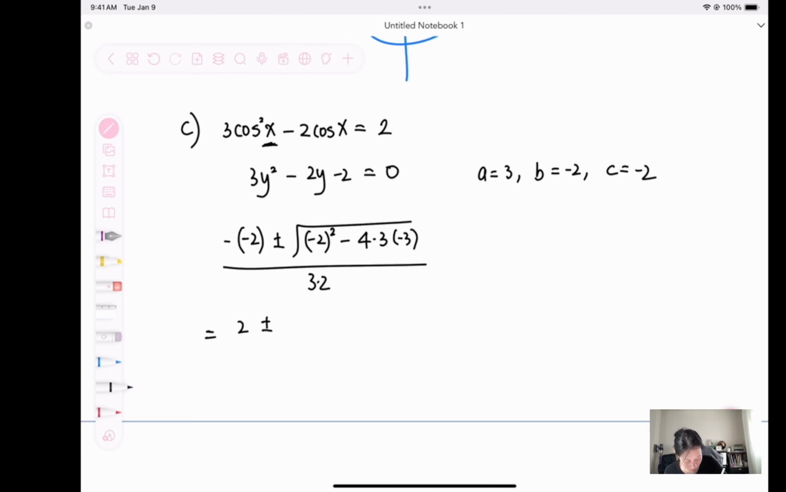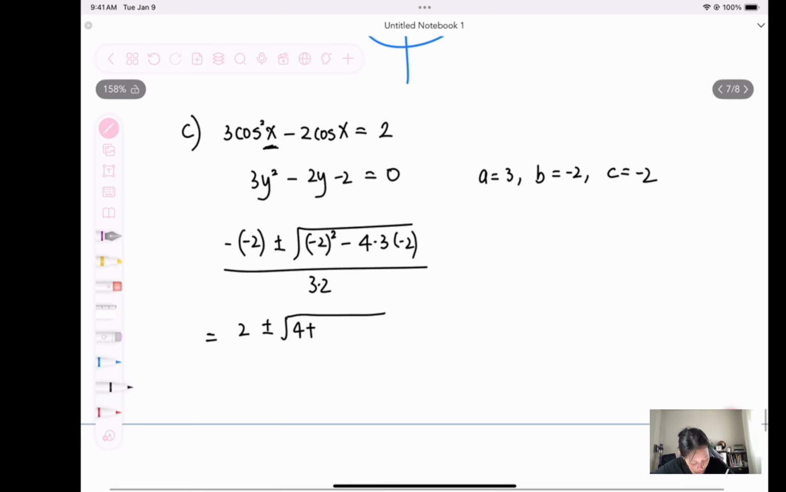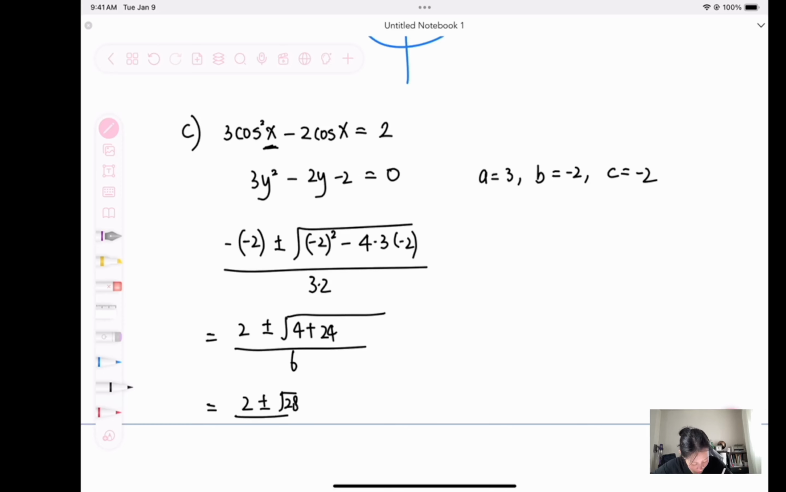So I have a 2 plus or minus 4 plus 13/6. No, did I do something wrong? 4ac. Oh, this is 2. I wrote this wrong, but I self-correct very soon. And then I have a 4 plus 24 over 6. Simplify. I have a 2 plus or minus square root of 28 over 6.